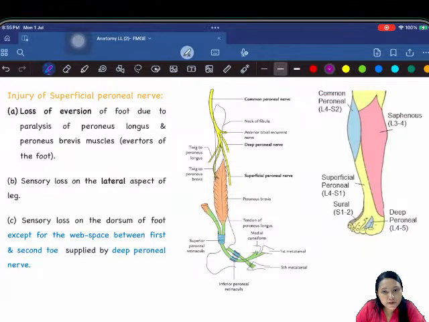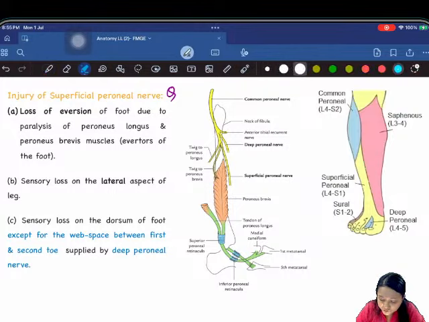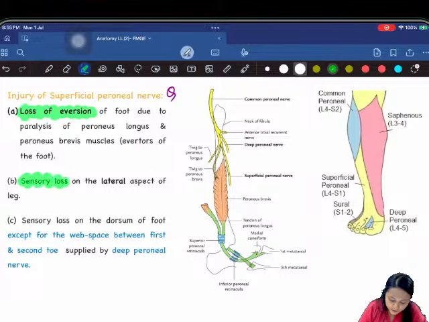Okay, now this is important because a question came on the injury of the superficial peroneal nerve. So if there is injury of the superficial peroneal nerve, the first and foremost function which will be gone is the loss of eversion. You know that the main function of the lateral compartment muscles is eversion of the foot, because there will be paralysis of the peroneus longus and brevis. Secondly, there will be sensory loss on the lateral aspect of the leg. Okay, so sensory loss is gone too.